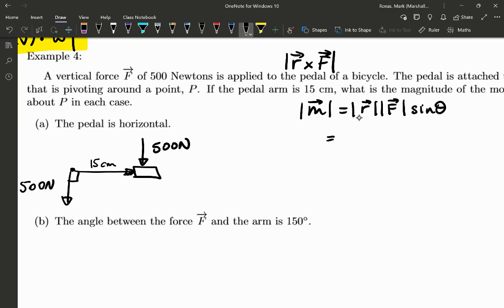So if I carry out this calculation, I have the magnitude of r, the pedal arm, which is 15 centimeters. Again, I'm going to convert that to meters, so that would be 0.15. And then the magnitude of the force, which is 500 newtons, times the sine of the angle between the two vectors here, which is 90 degrees. And the result is a moment of 75 Newton meters.